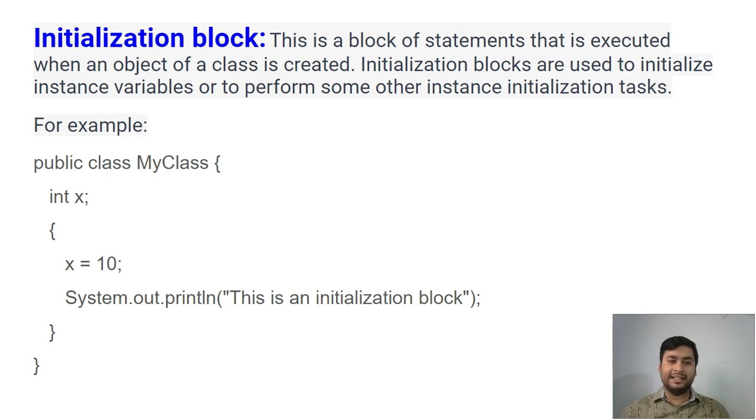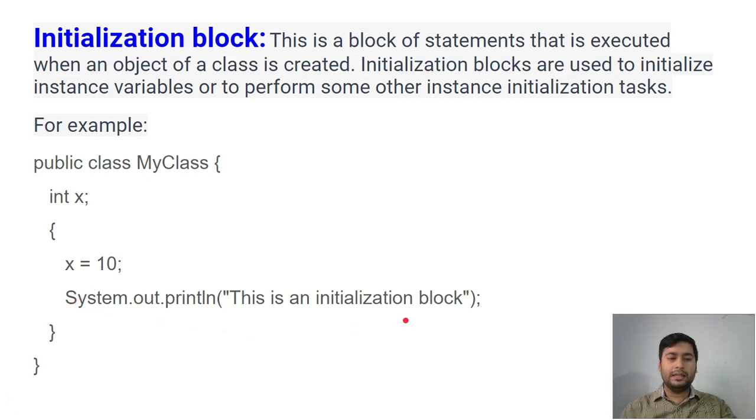So you can see the example here. Here I have one class called MyClass. I have created one int x at class level, so this is called an instance variable. After that I have created one instance initialization block, which is an instance block. Here I have initialized the variable with 10, and then I have printed it. Okay, this is an initialization block.